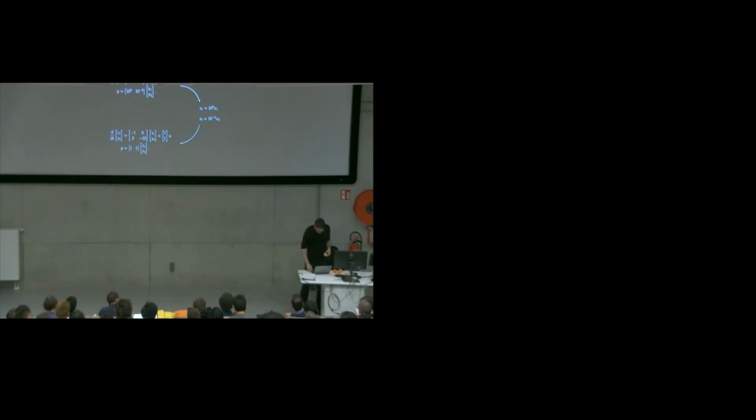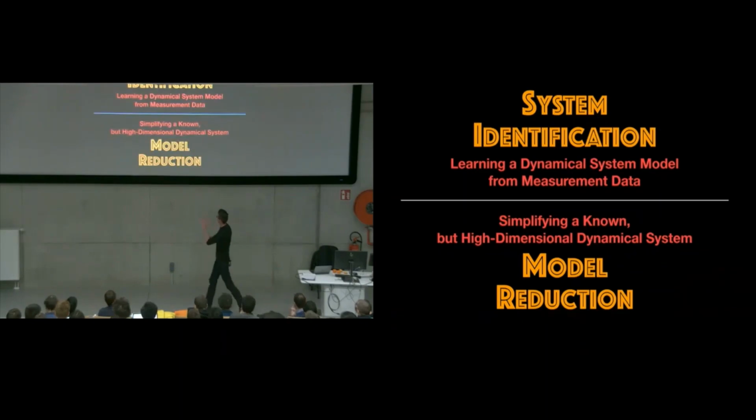Okay. Good. Okay. So, this was the picture I showed you before, system identification, model identification. That's all I'm going to tell you about model reduction. Now I'm only going to tell you about system identification. Good.